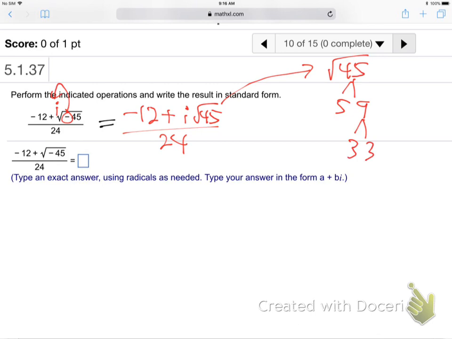So break it down. 45 is 5 times 9, 9 is 3 times 3. Remember how square roots work? It's a 2-for-1 deal at Target. Shopping at Target this Christmas, 2-for-1 sale. Two 3s in, one 3 out, and they're gone.